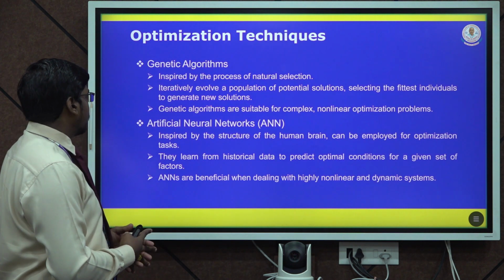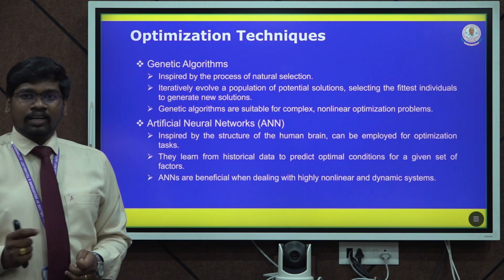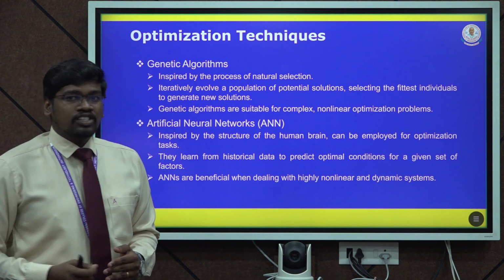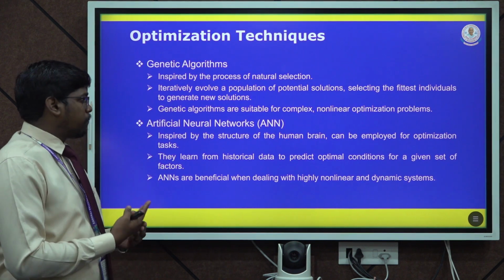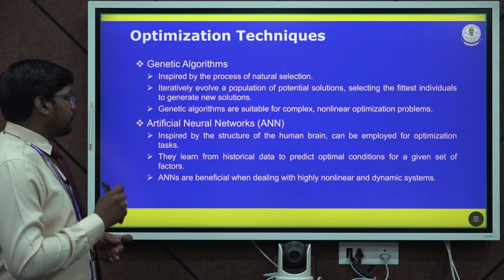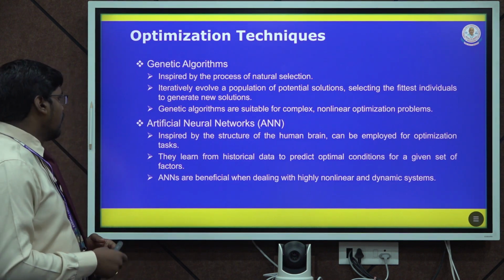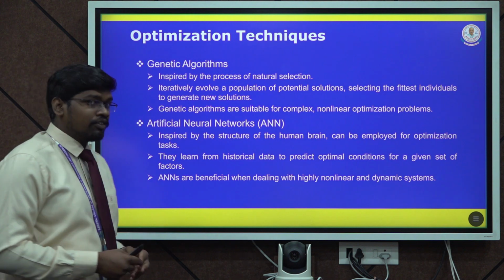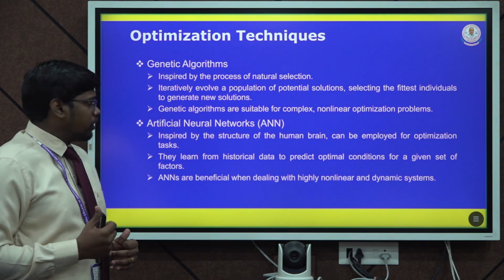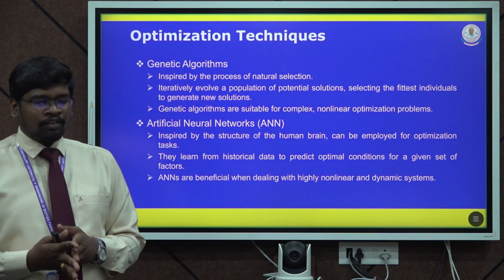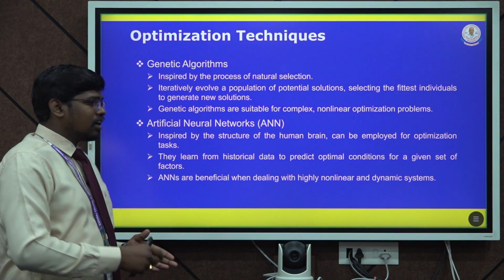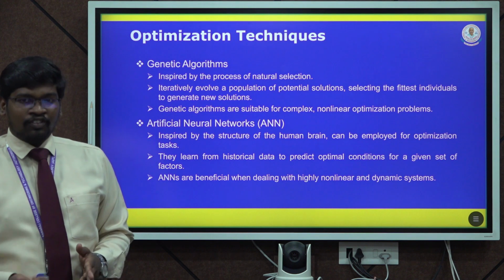Next method is genetic algorithm. This method is inspired by the process of natural selection. It will iteratively evolve the population based upon the results obtained in the previous experiments. In each generation, it will select the fittest individuals to generate new solutions. And finally we have artificial neural network. This method is inspired by the structure of the human brain. It can also be employed for optimization tasks. They learn from the historical data of the previous experiments to predict the optimal condition in further experiments.